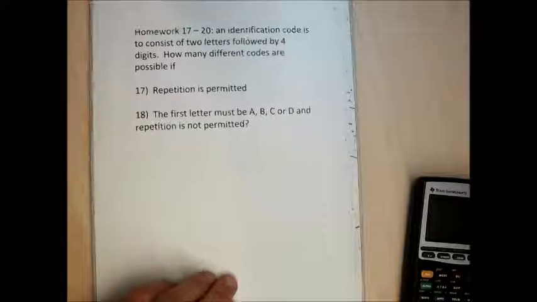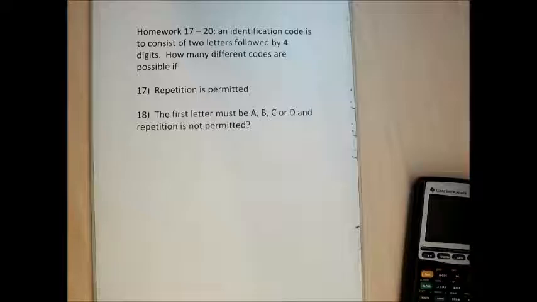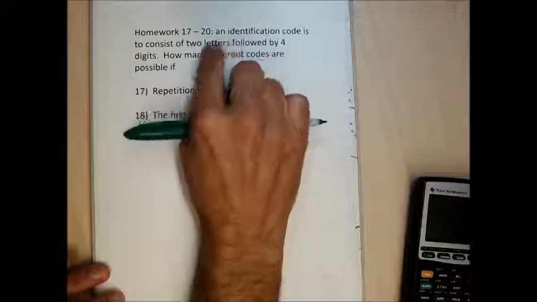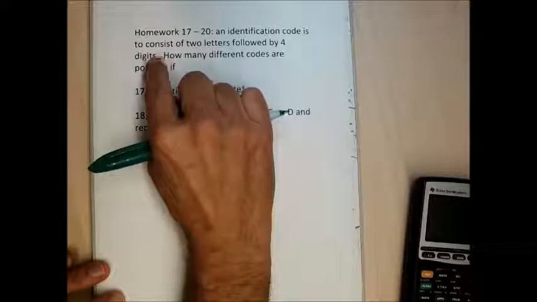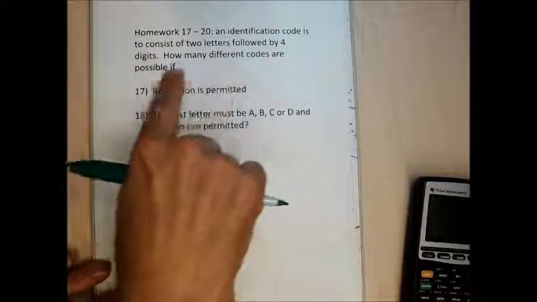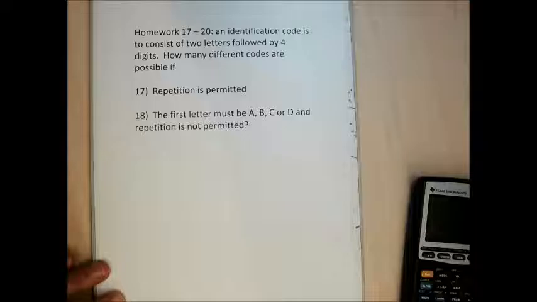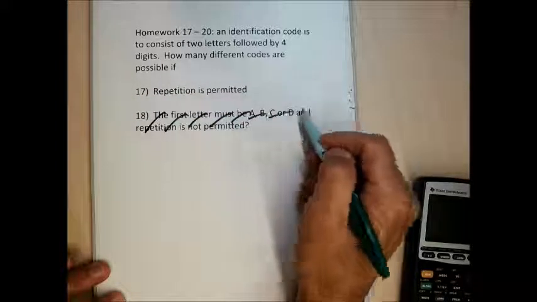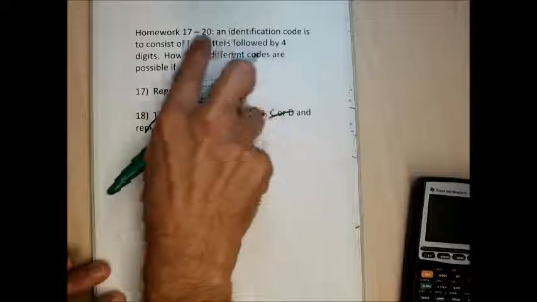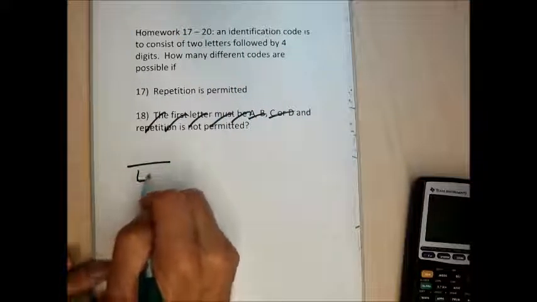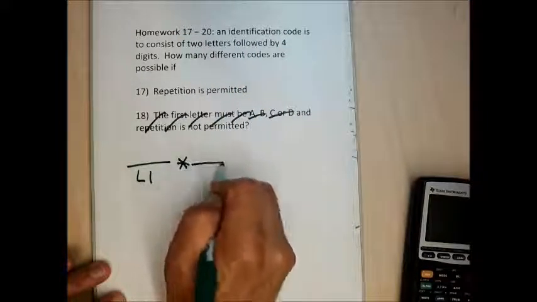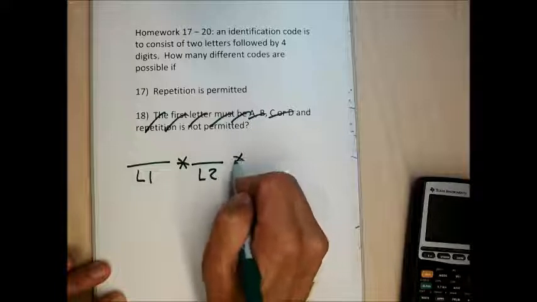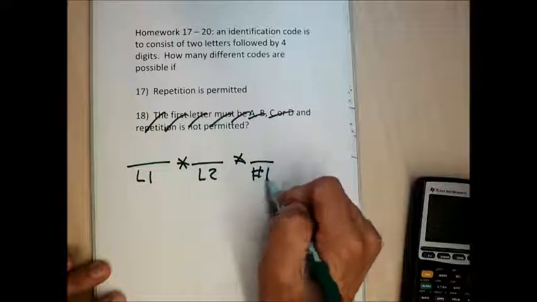All right. So this is kind of like our combination or password problem. An identification code consists of 2 letters followed by 4 digits. How many codes are possible if... Let's just do your 17 right now, because it's a little bit more something like I'd put on a test. So identification code has 2 letters followed by 4 numbers.